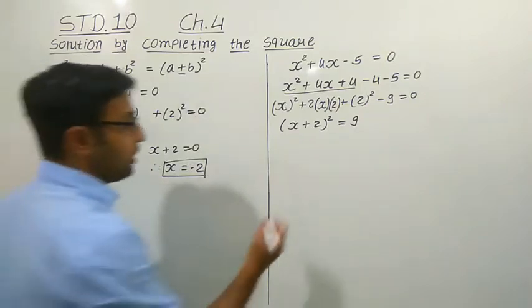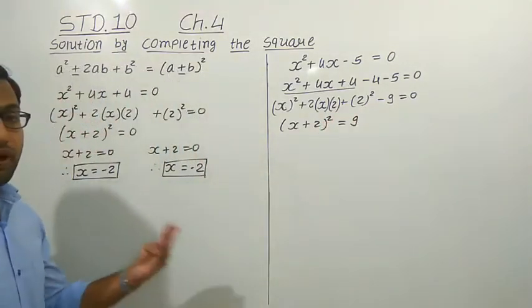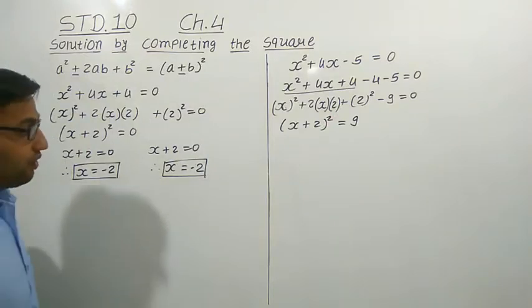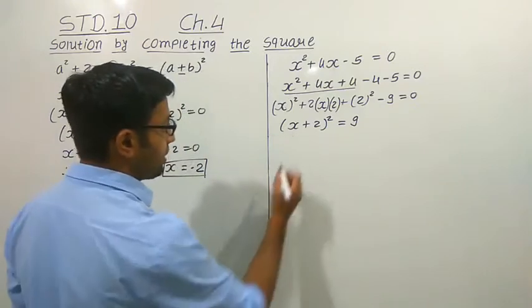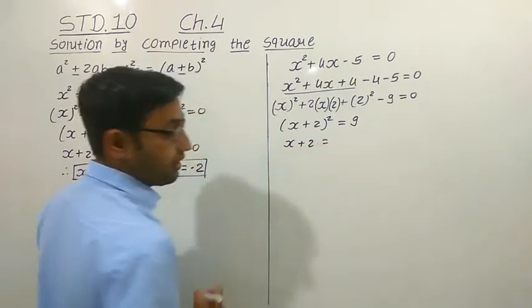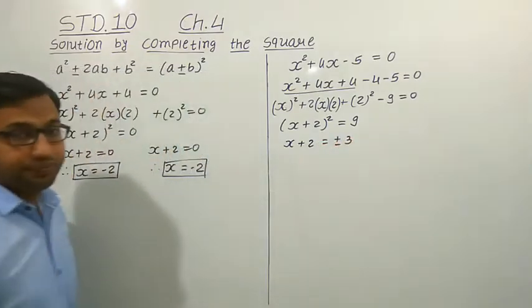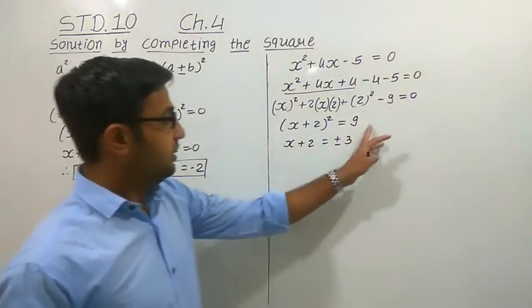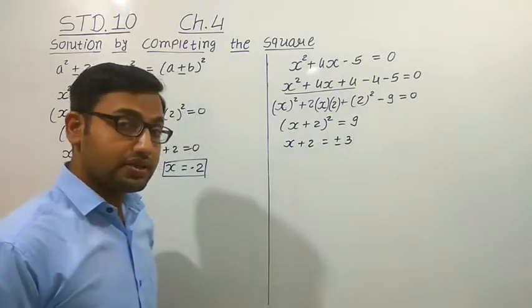Now to find out the value of x, we have to take the square root of both sides, right? So when we apply the square root on both sides, on the left-hand side we get x plus 2, and on the right-hand side we get plus minus 3, right? Because 9 is the square of plus 3, and 9 is also the square of minus 3.